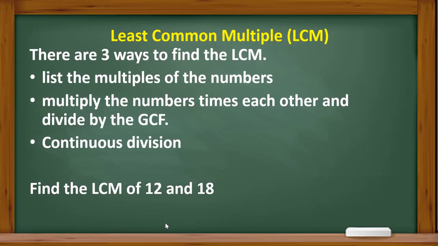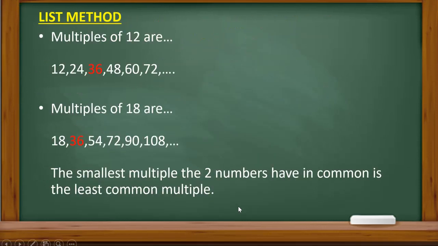There are also 3 ways to find the LCM. First is to list the multiples of the numbers, or the listing method. Second is to multiply the numbers times each other and divide by the GCF. Last is continuous division. Let us find the LCM of 12 and 18.